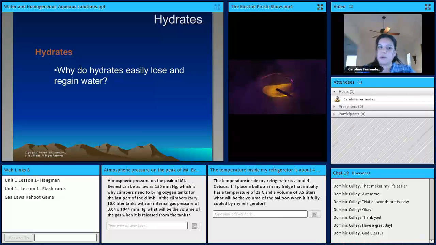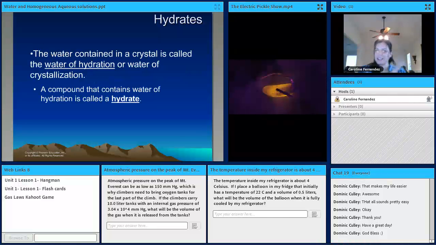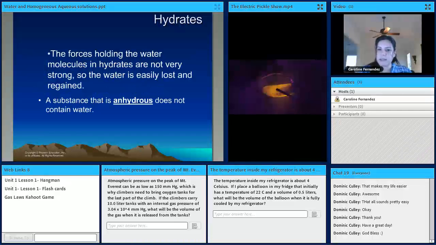All right, so now we're going to go from electrolytes into hydrates. We're going to focus on what hydrates are. Hydrates are pretty much compounds that contain water in a crystallized form, and this water can be easily lost or gained. In this section, we're going to practice a little bit, and I'm going to show you how to calculate the percent of water in a hydrate.